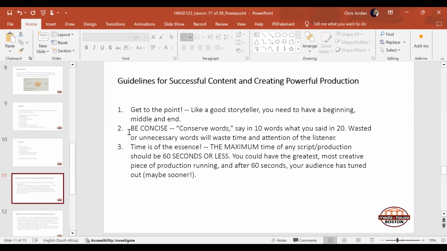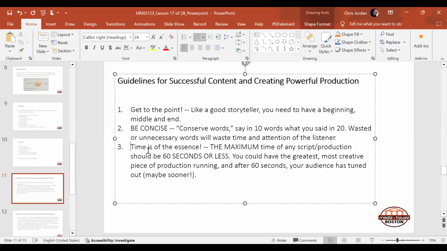And again, once again, because it is a passive medium, but also a theater of the mind medium, you can't see anything. It's very easy to lose a listener's attention. Be captivating, right? Say things that matter. And again, that's all about being present, right? Time is of the essence.